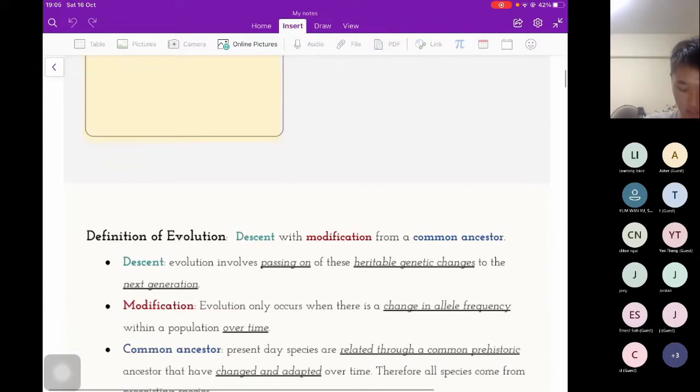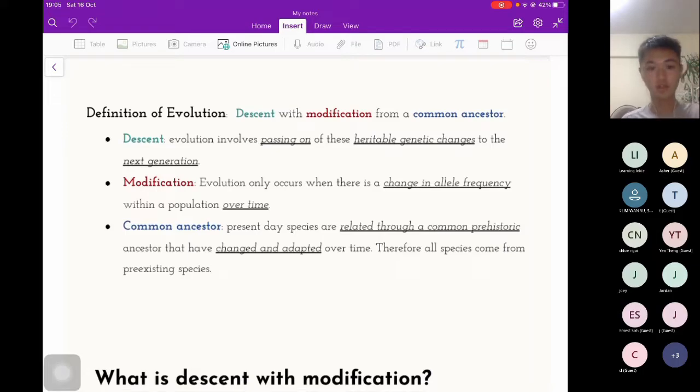So before we start, let's go through the definition of evolution. The definition of evolution is descent with modification from a common ancestor. We first need to talk about the different terms used inside this definition, and they are descent, modification, and common ancestor. So we talk about descent.